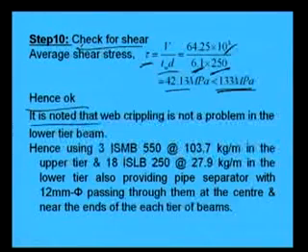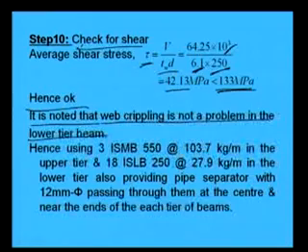Now it is noted that web crippling is not a problem in the lower tier beam, because the shear force and all the things are going to distribute. So the concentrated force coming to the lower tier beam is very less. That is why we do not need to check. If the upper tier is okay, then the lower tier will automatically be okay.